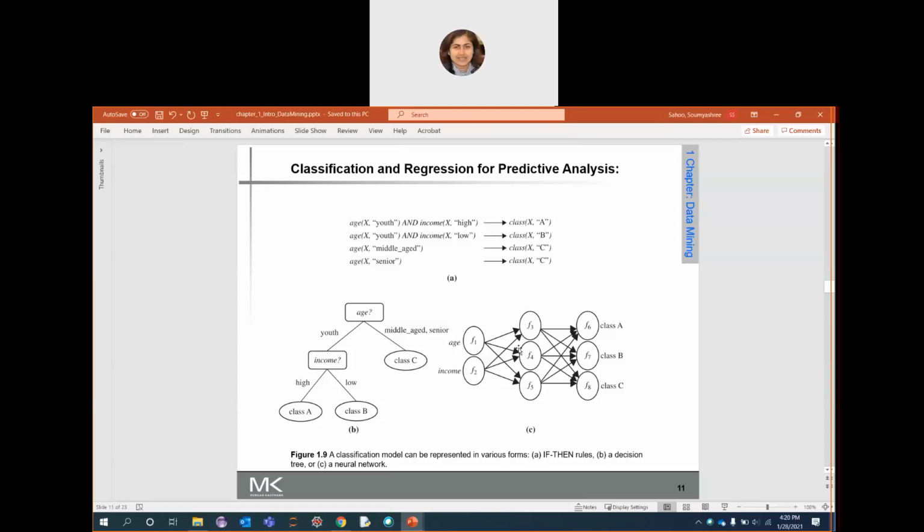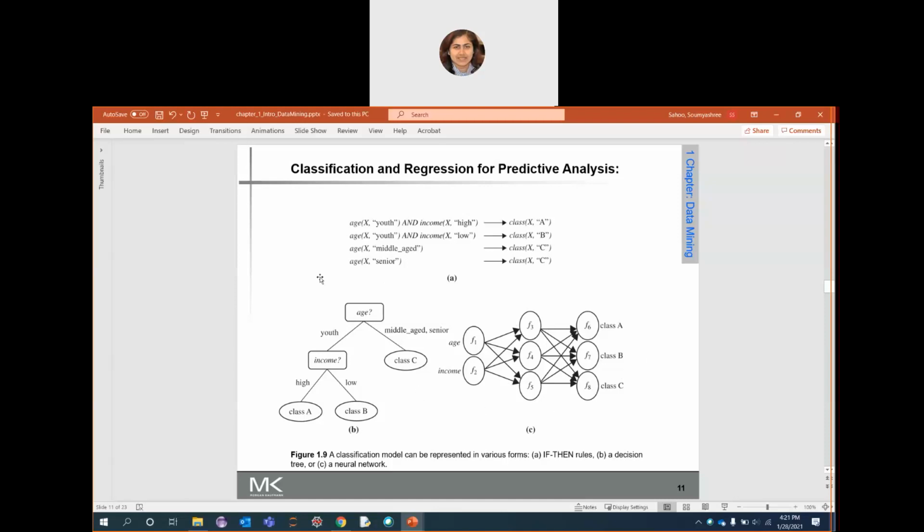So now, these are the three different types of representation of a classification model. Either you can use just if-then rules. If you have taken a programming class, you must have seen branching or if-else rules. So this is an if-then rule. Then you can represent it using a decision tree or a neural network. This is the most complex one. Let's not go into that.